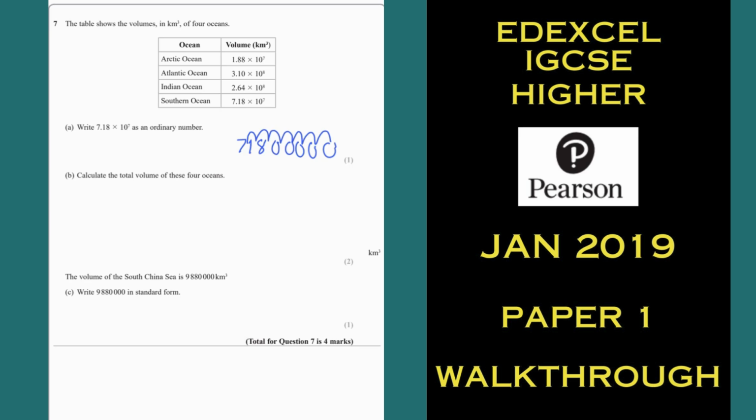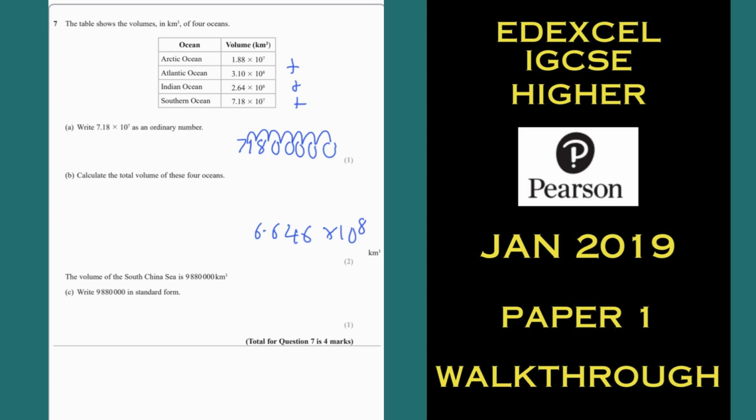Calculate the total volume. So obviously first job is get onto your calculator and add them all up. It did it for me. It was already in standard form. Very easy, 2 marks in my opinion. 6.646 times 10 to the power of 8.